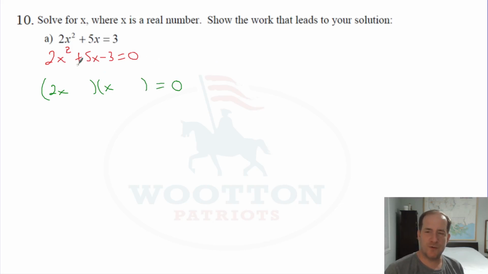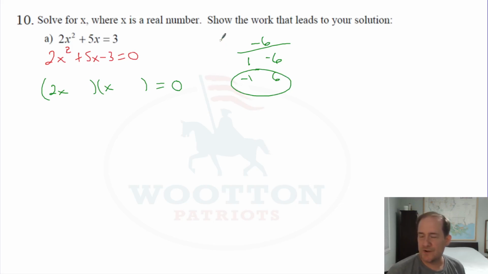Then what numbers do I want? Well, you do 2 times -3 to get -6, and you consider those factors. Now 1 and -6 add together to give -5, but we want a positive 5. So why don't we try -1 and positive 6? That would give a positive 5 in the middle, right? So these must be my 2 preferred factors.